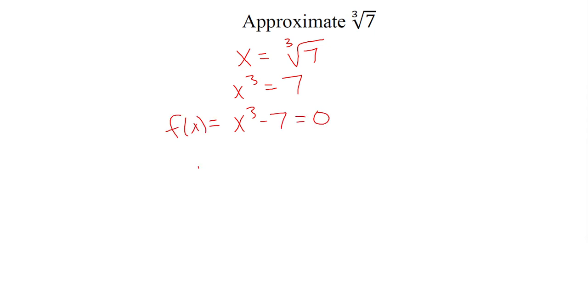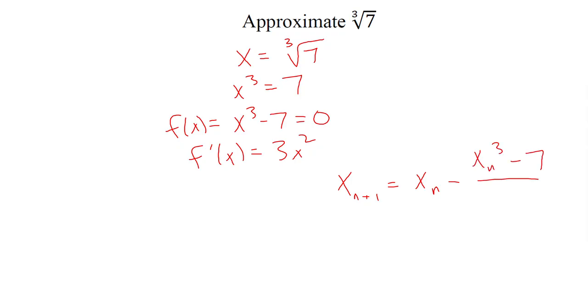And just one more here to go. We've got the cube root of 7. So we'll say x is equal to the cube root of 7, or x cubed is equal to 7, or x cubed minus 7 is equal to 0. If we call that f of x, then f prime of x will be 3x squared. We can write out Newton's method: x sub n plus 1 is x sub n minus x sub n cubed minus 7 over 3x sub n squared.